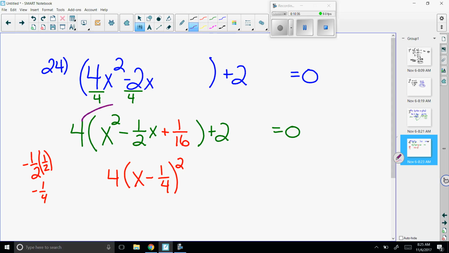But how much did you add? You added 4/16, which is the same thing as 1/4. So you are going to have to subtract 1/4. And what is 2 minus 1/4? 7/4.